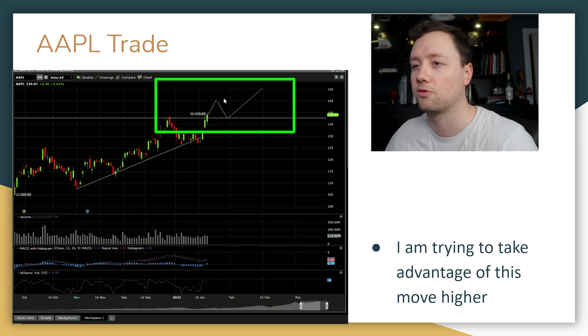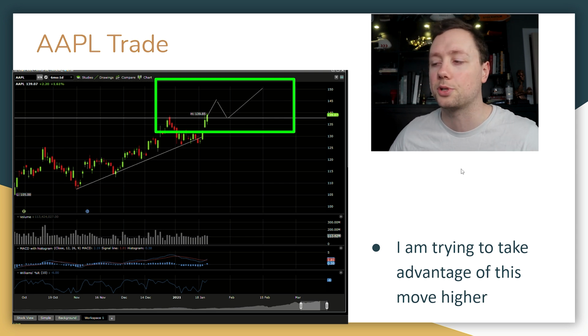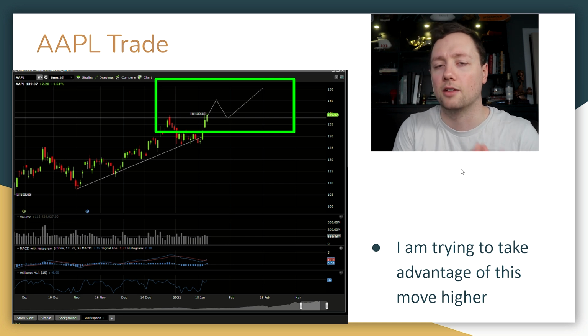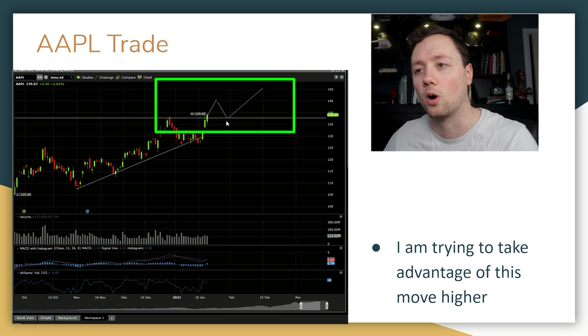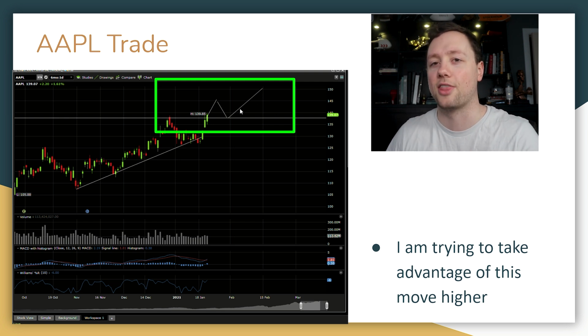I think we're going to break through 140. We might move up to 145, 150. We're going to come back down. We might test it, and then from there, I think we're going to move higher. The goal of this options trade is to take advantage of this short-term move higher. I am trying to take advantage of this 139 to 140 level, moving up to 145 to 150. That's the move that I am trying to capitalize on with this options trade.